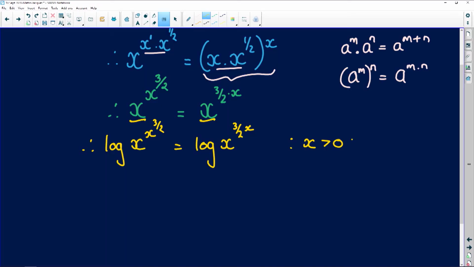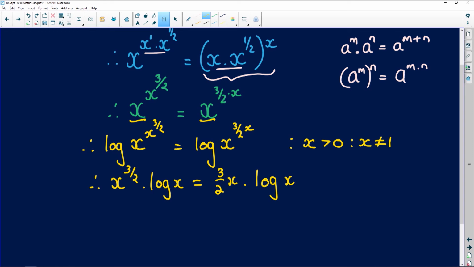Okay, so we can also not let x be equal to 1. So there's two restrictions on our solutions here. The powers come down. I get x to the power of 3 over 2 multiplied by the log of x is equal to 3 over 2 times x multiplied by the log of x.